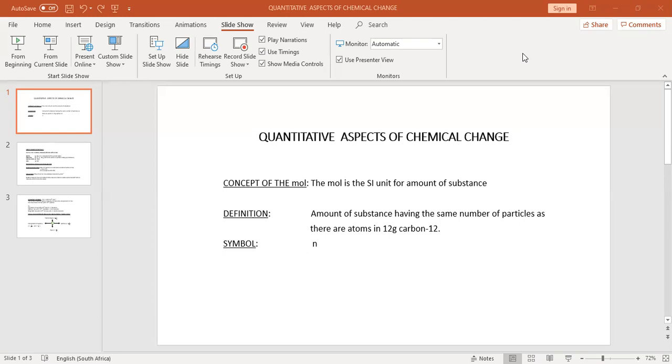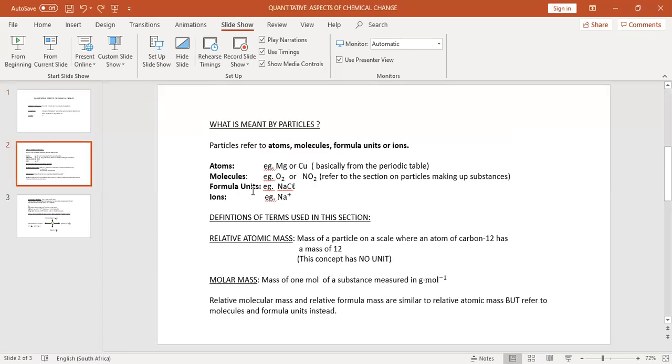So look at the definition again. The amount of substance having the same number of particles. It doesn't say atoms, it says particles. So what are particles? Well, let's look at this slide. These particles refer to atoms or molecules, formula units, or ions. Let's look at atoms. Firstly, atoms are from your periodic table. So they could be magnesium, copper, zinc, iron, chlorine, neon. It doesn't matter. As long as it's on the periodic table, I'm talking about atoms.